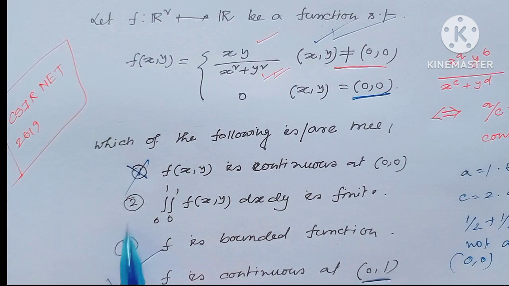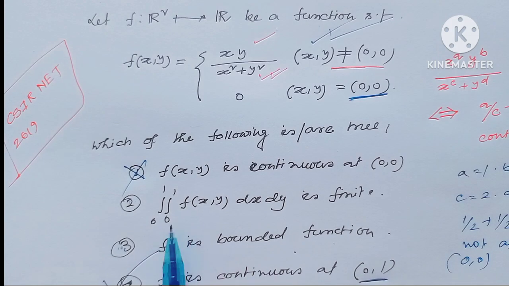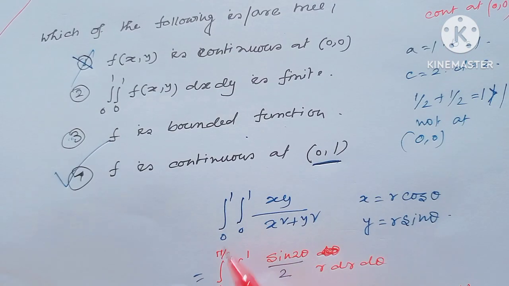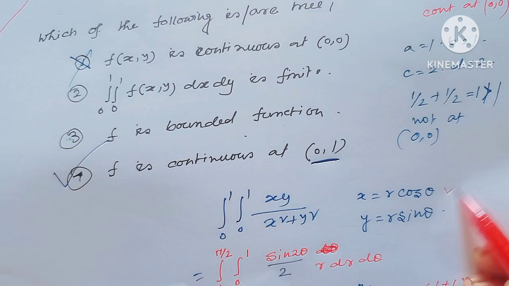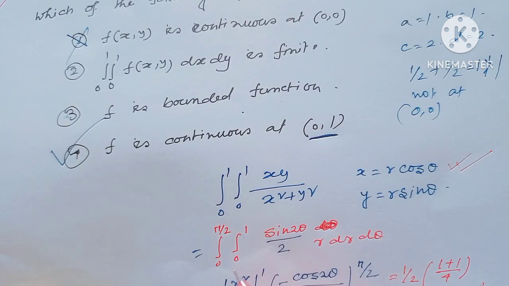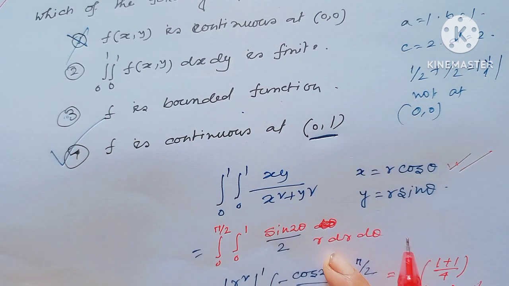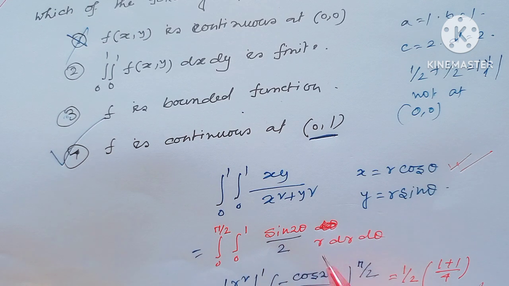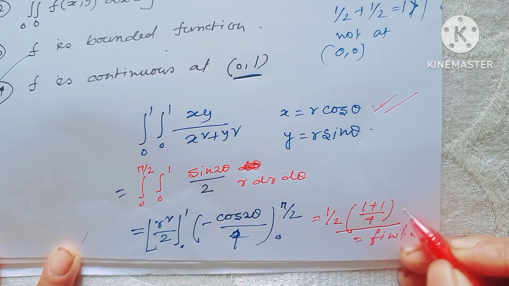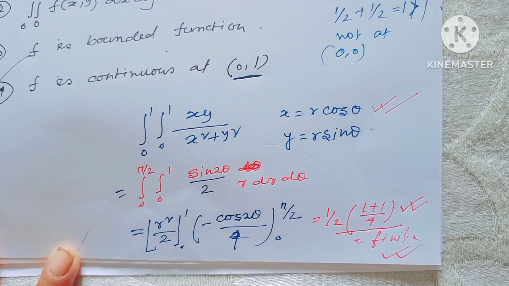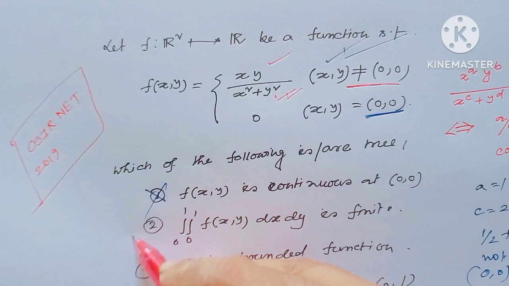And for option 2 and option 3, f is bounded and this double integration is finite. For this, consider the double integration from 0 to 1 of xy over x square plus y square. Consider x equals r cos theta and y equals r sin theta. Just put the values. Then the integration would be from 0 to 1 and theta from 0 to pi over 2, of sin 2 theta over 2 times r dr d theta. After integration, this value is a finite number, obviously. So option 2 is a right option.